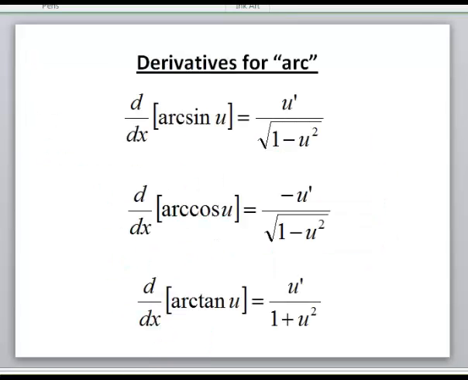The next part is the derivatives for arcs. So we have got 3 derivatives we're going to learn. We're going to learn the derivative of arc sine. That is u prime over the square root of 1 minus u squared. So that means whatever this is, we're going to put 1 over the square root of 1 minus that term squared. And then what we're going to do is we're going to take the derivative of that term. The same thing on each one of those. The difference between arc sine and arc cosine is just the simple negative. Arc tangent is 1 over 1 plus that term squared, and then we'll take the derivative of that term. Let's try a couple of those.